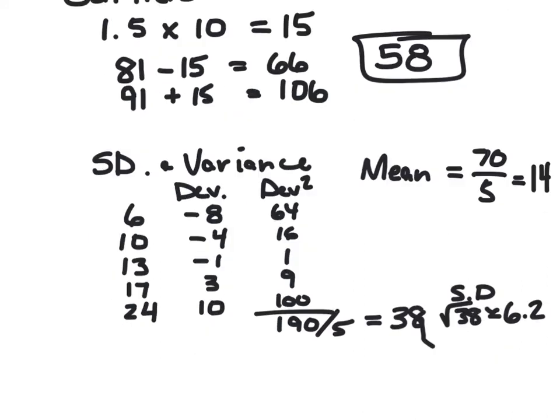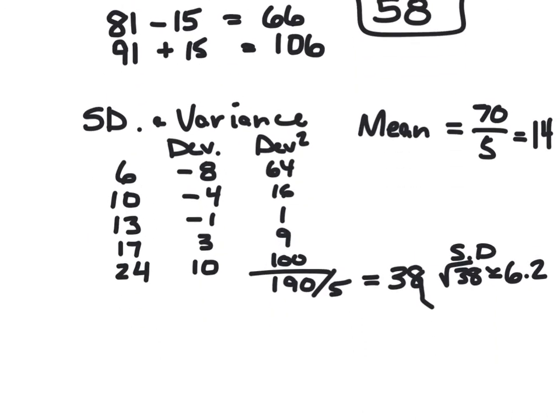If I did ask you to find the sample variance, we would take 190 and divide by 4. Always one less than how many numbers you have. That's 47.5. That would be your sample variance. And then your standard deviation is the square root of that, which would be about 6.9.